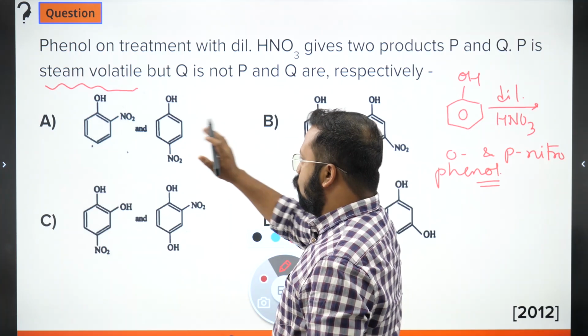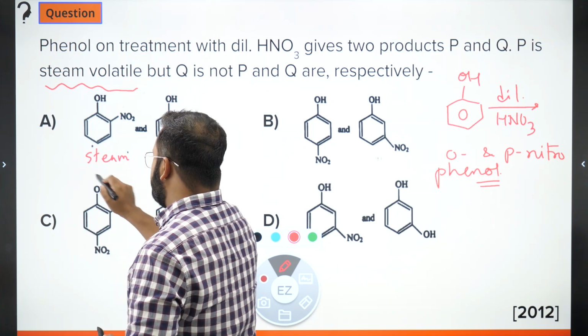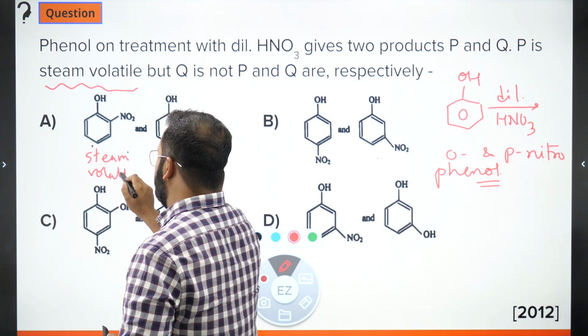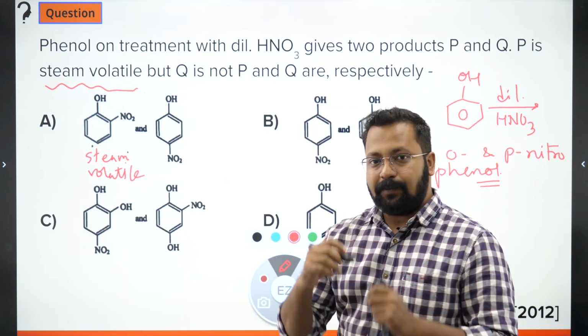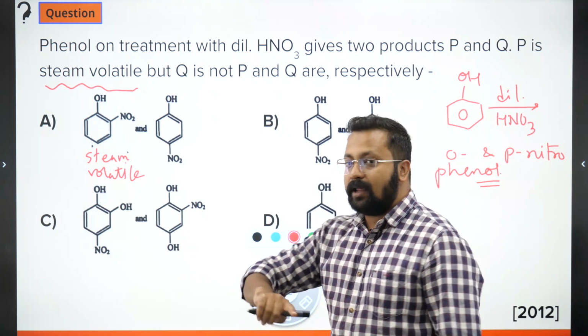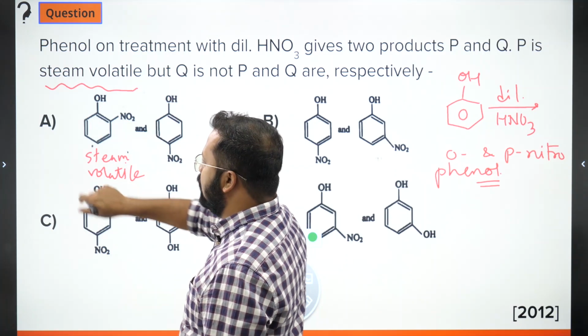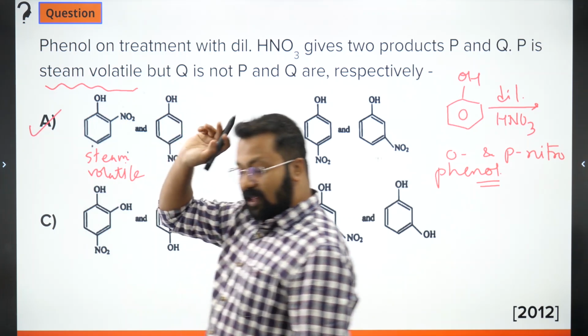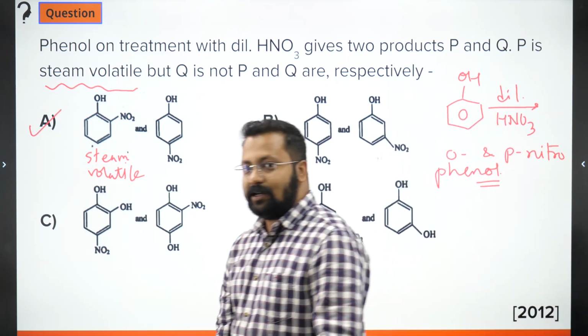So what is a steam volatile? This is a steam volatile. Remember, steam volatile is that substance which has lower boiling point or higher vapor pressure. So lower boiling point इसका रहेगा, higher boiling point इसका रहेगा. Answer should be A.